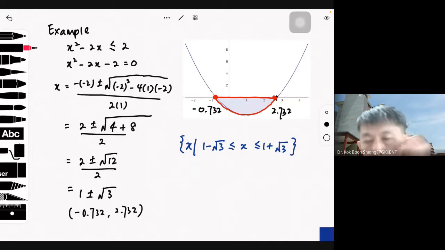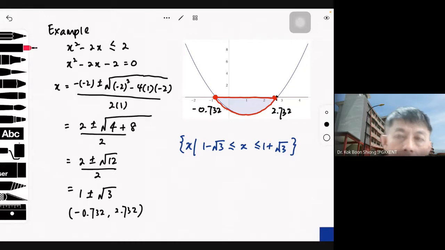So this is by the graphical method. Actually, the graphical method is the most recommended method to me, to determine the interval for x for quadratic inequalities. So do you have any questions? If no questions, can we move to the next one? Yes, sir. Okay, so we move on.